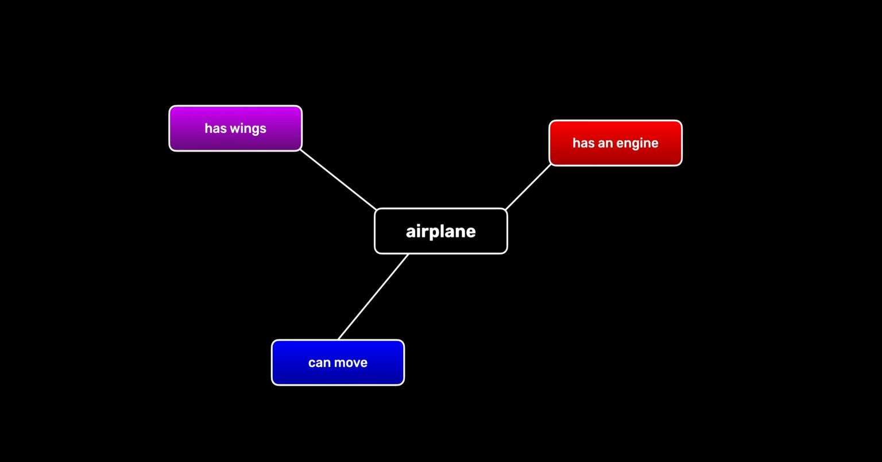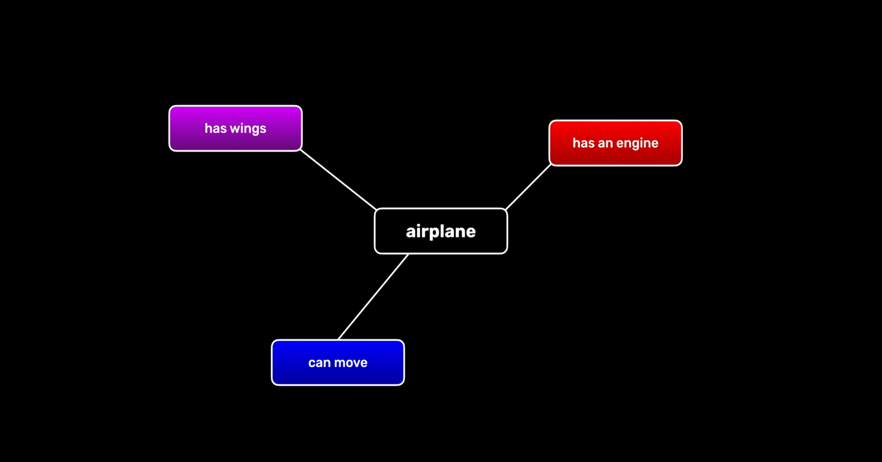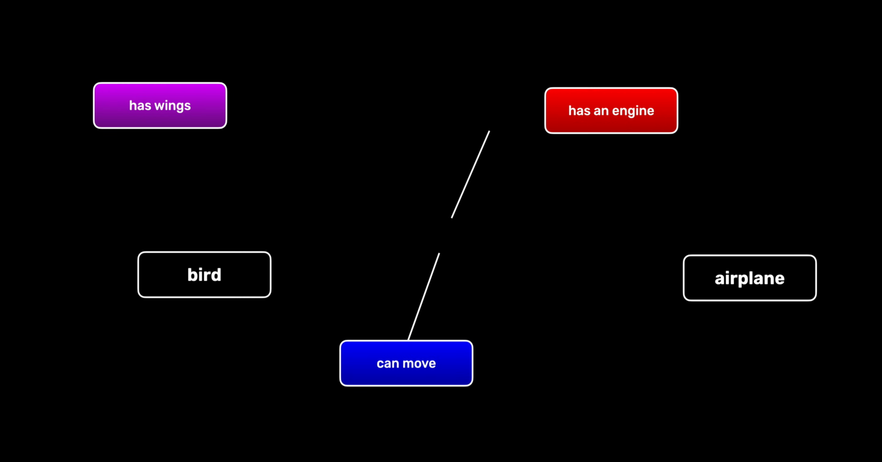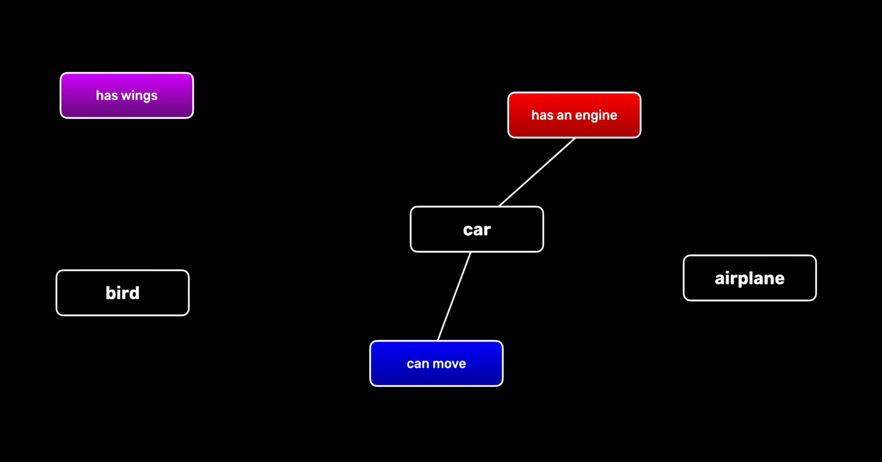For instance, an airplane has wings and an engine, and it can move. But if you don't need an airplane, you can build other objects from the same set of traits. Like, a bird has wings and can move, but it doesn't have an engine. And a car can move and has an engine, but not wings. This approach offers greater flexibility, and it makes your code more modular.